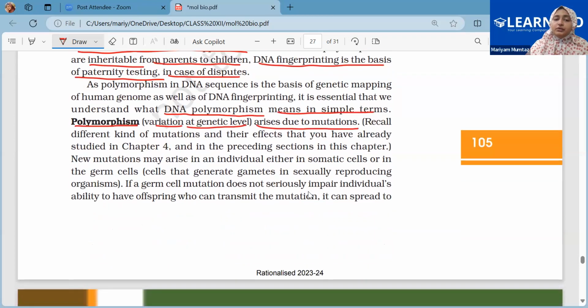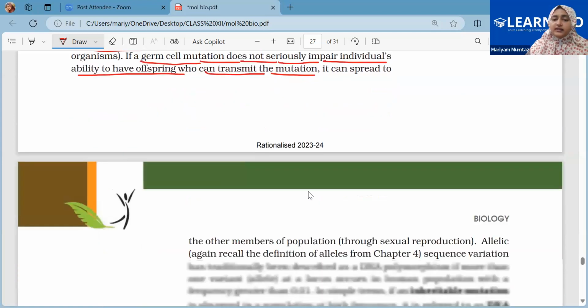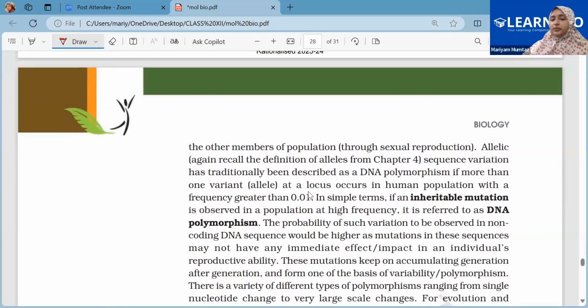New mutations may arise in an individual either in somatic cells, that are the body cells, or in the germ cells, that are the sex cells. If a germ cell mutation does not seriously impair an individual's ability to have offspring who can transmit the mutation, then it can spread to the other members of the population through sexual reproduction if it is not detrimental.